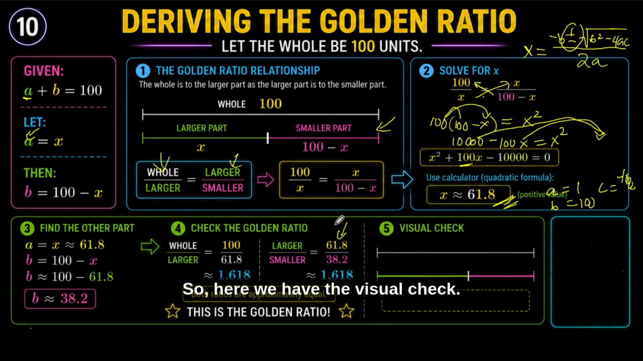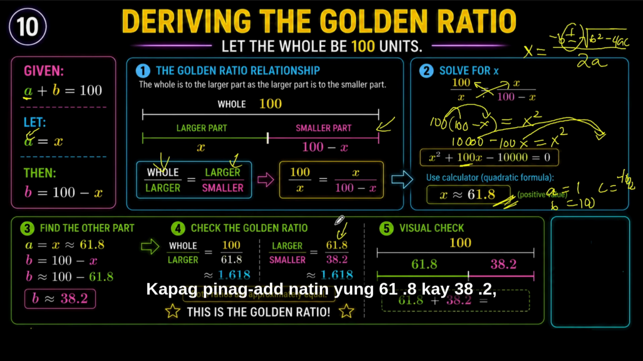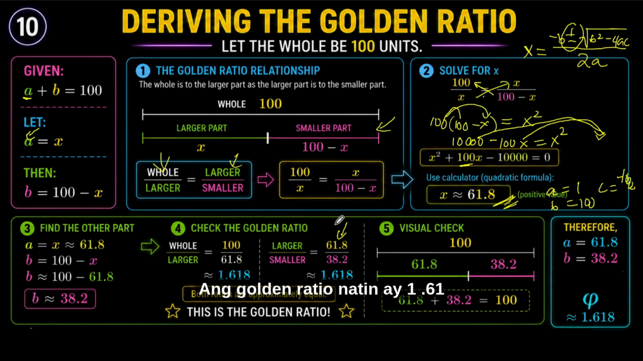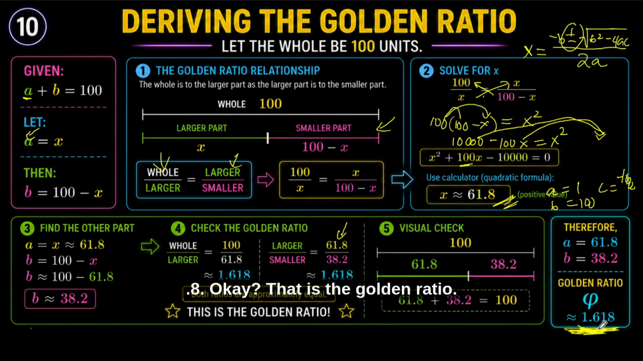So, here we have the visual check. 100, yung 61.8, then 38.2. Kapag pinag-add natin 61.8 kay 38.2, that is equal to 100 units. Right? So, therefore, A is equal to 61.8, B is equal to 38.2. Ang golden ratio natin ay 1.618. Okay, that is the golden ratio.